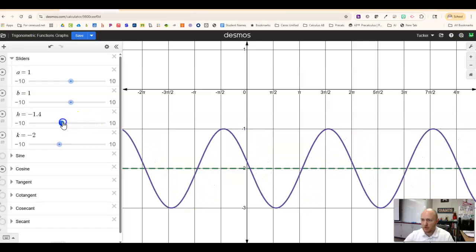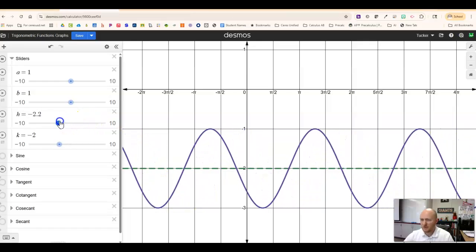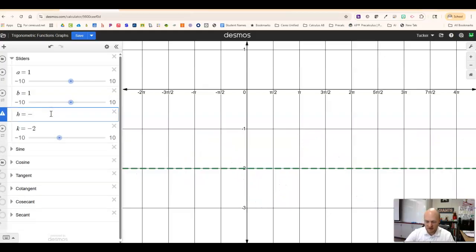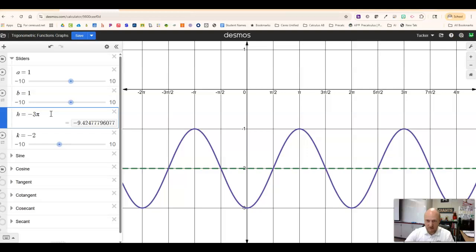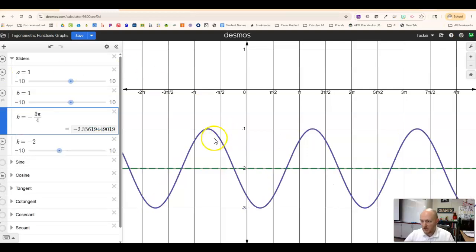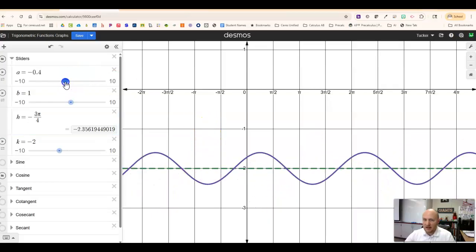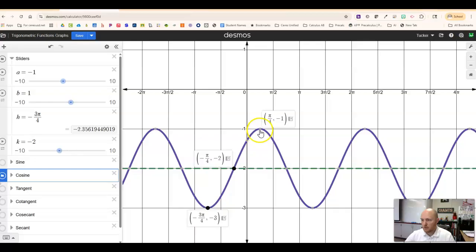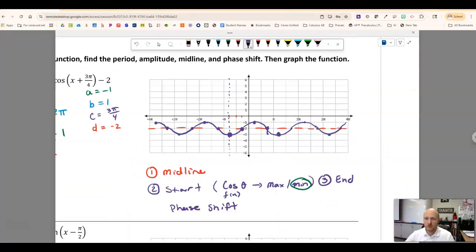Okay, so I'm back at 3 pi fourths, which looks roughly about there. And I can change this to negative 3 pi divided by 4, right? So there we are. Okay, and so I'm there, and then our a value was negative, and so we had that reflection, right? So that's why we started at a minimum, then we go midline, then we go maximum. Okay, all right, cool, sweet.